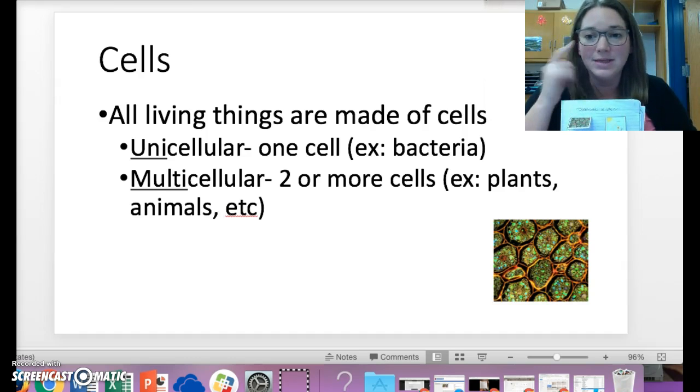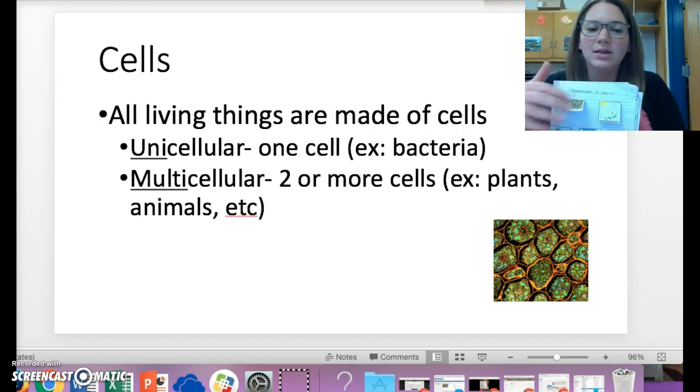Basically, anything you can see with the naked eye is multicellular, except there are a few exceptions, things like a chicken egg. A chicken egg is actually only one cell, believe it or not. But most things that you can see with the naked eye are multicellular. Okay, so that's our first characteristic. All living things must be made of cells.